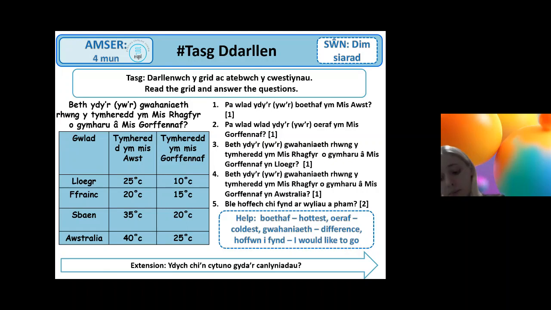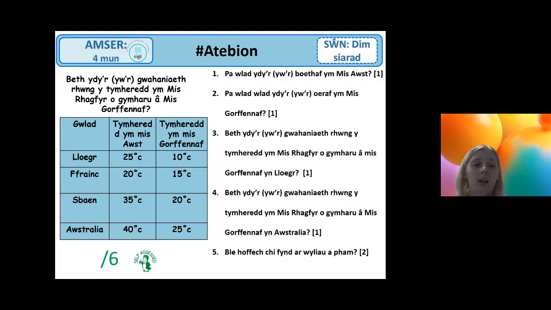Okay, so if we go through the atebion, the first one, pa wlad ydy boethaf yn mis Awst. So if we go to Awst, August, and the one with the highest temperature, so type in the chat if you do know, is Australia. So we just have to write down Australia for 1 mark. Then pa wlad ydy oeraf ym mis Gorffennaf. So which country is the coldest in July? We'd have a look at Gorffennaf, and the coldest one is Lloegr.